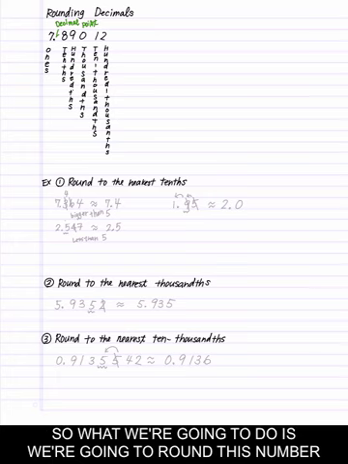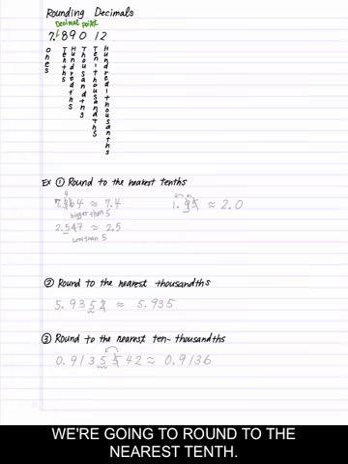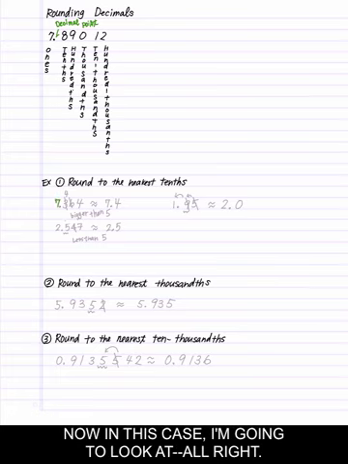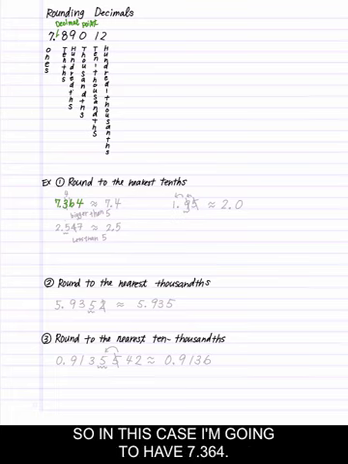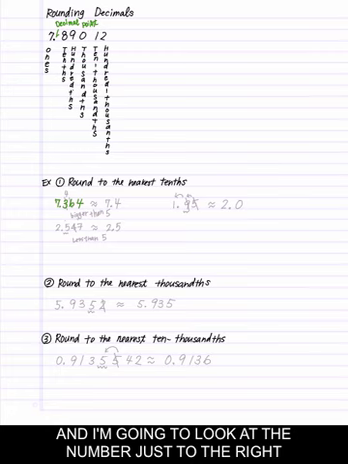So what we're going to do is we're going to round this number. And for example 1, it says we're going to round to the nearest tenth. So in this case, I'm going to have 7.364. And I have the 3 in the tenths spot. And I'm going to look to the number just to the right, which is the 6.